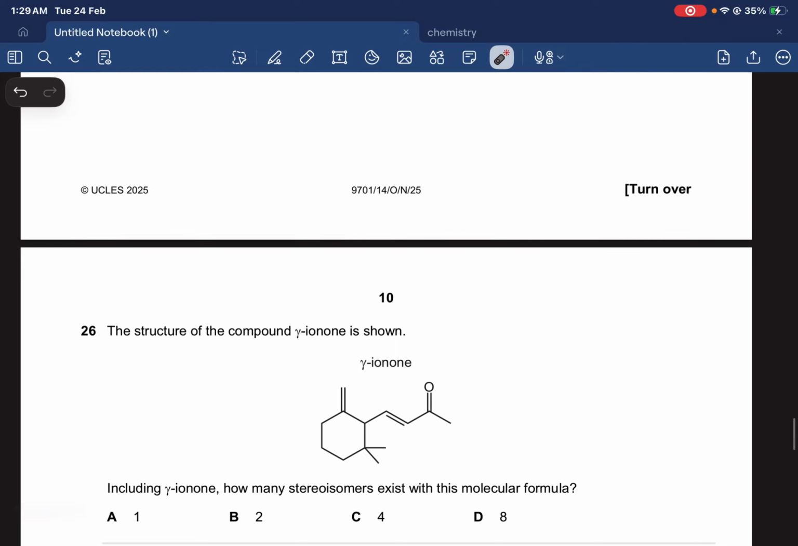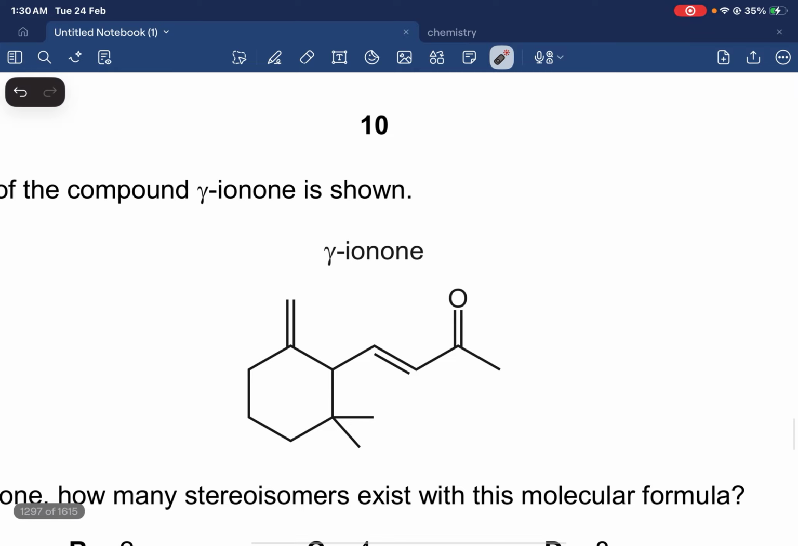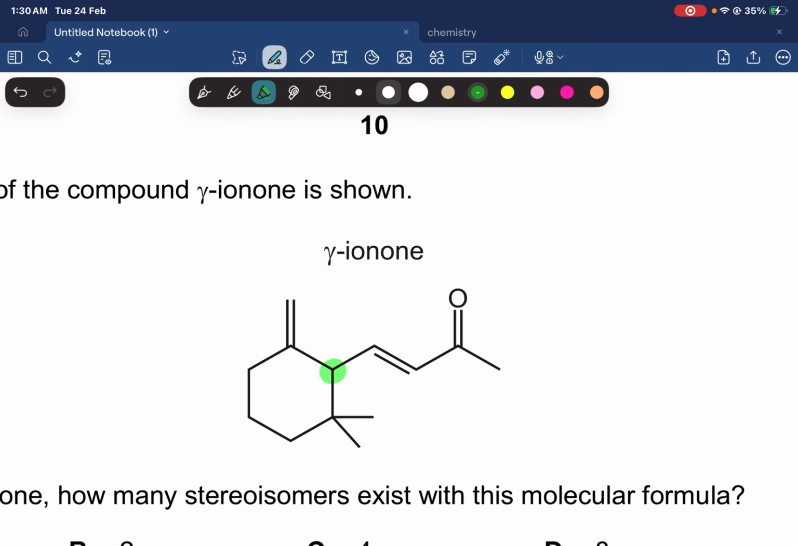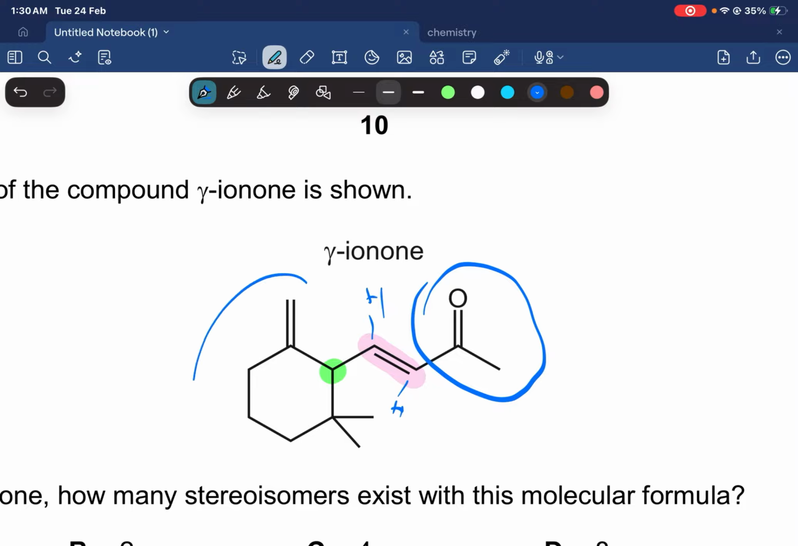Okay, the structure of compound alpha anion is shown. How many stereoisomers exist with this molecular form? Stereoisomers we're finding. I can see this is a chiral carbon. The second thing I can see, this bond feels like it can show cis-trans, because this group is attached to one side, hydrogen attached to one side, hydrogen attached to one side, and this group attached to the other side.